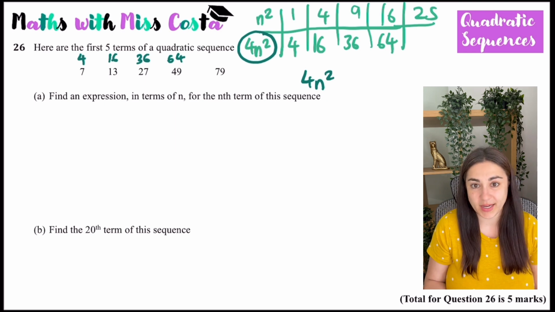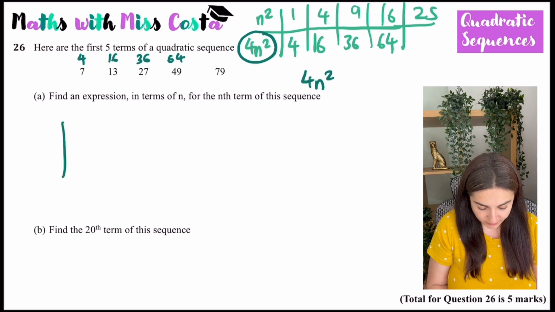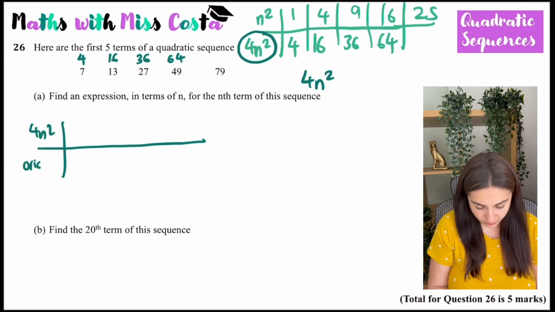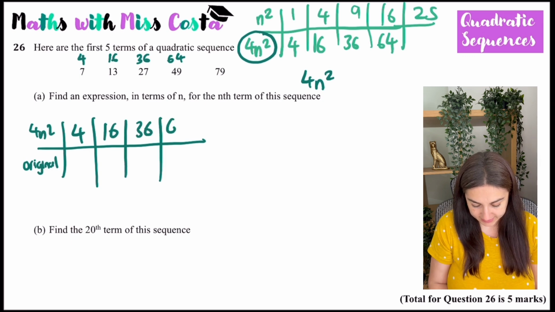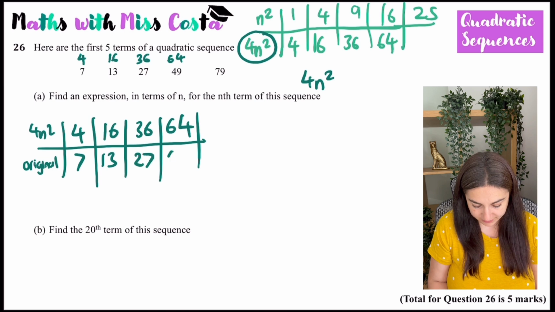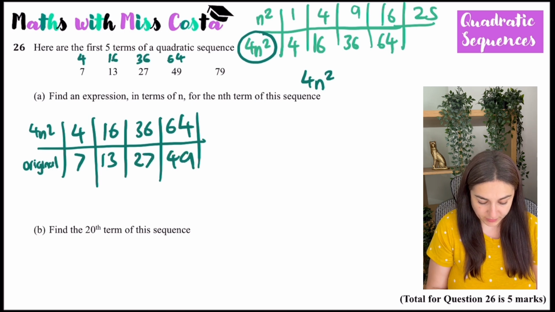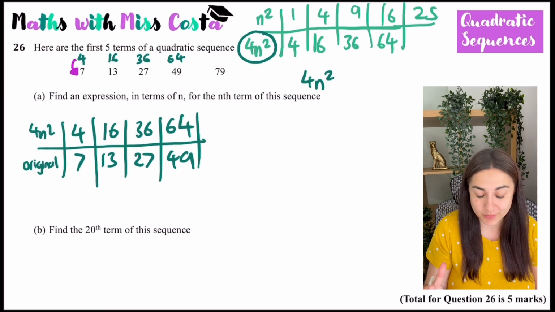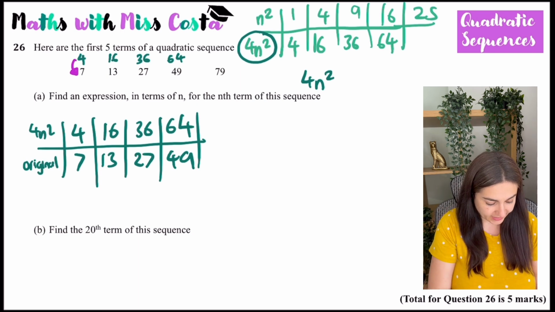And what I want to do is find out, so I could do it in a table as well. So 4n squared and then original sequence. So 4n squared is 4, 16, 36, 64. The original sequence is 7, 13, 27, 49. And what I want to do is figure out what the difference is between the 4n squared times table and my sequence. So how do I get from 4 to 7?